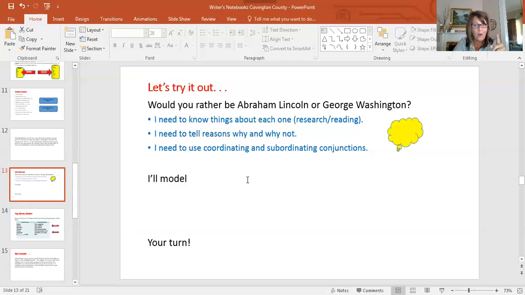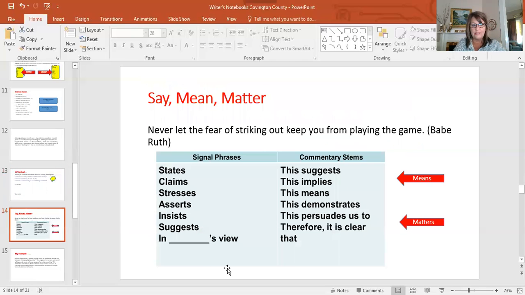So now we're going to move on to the say, mean, matter. This is another thing you can do in notebooks, whether a physical notebook or a digital notebook. You may have heard of say, mean, matter. I'm going to show you how you can really kick it up and bump up the writing.